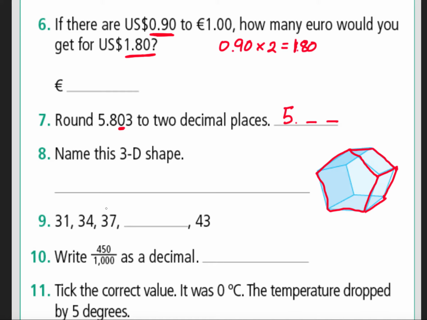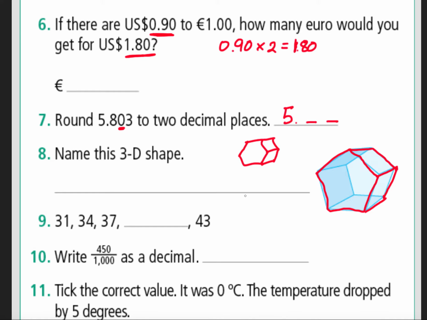We have to change the word pentagon to pentagonal. Pentagonal. That's a pentagonal prism. Okay, if we had a hexagon and we extruded that, this shape here would be a hexagonal prism.